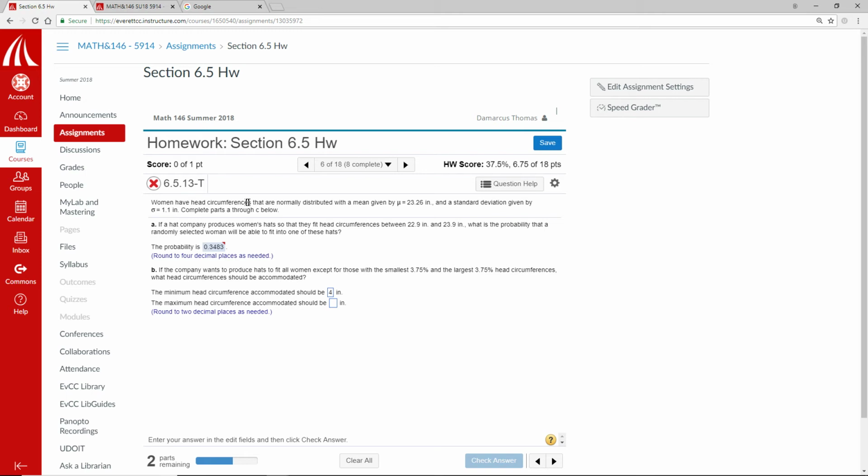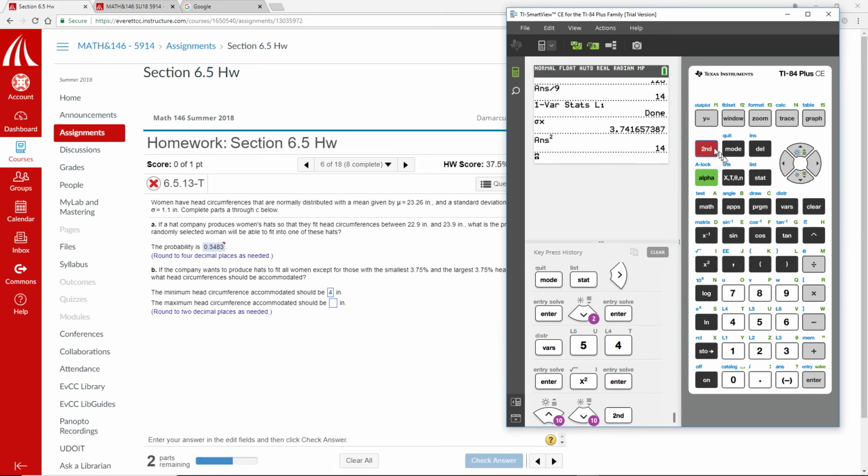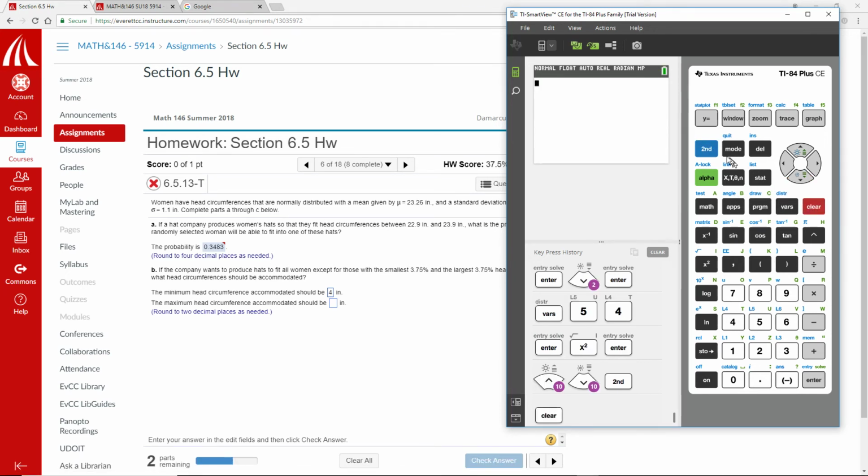Women have head circumferences that are normally distributed with a mean of 23.26 and a standard deviation of 1.1. If a hat company produces women's hats so that they fit head circumferences between 22.9 and 23.9, what is the probability that a randomly selected woman will be able to fit one of these hats? So let's do this. We're going to do second, distribute, and I'll start with number 2.